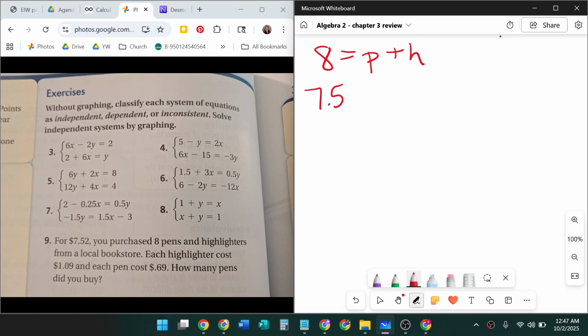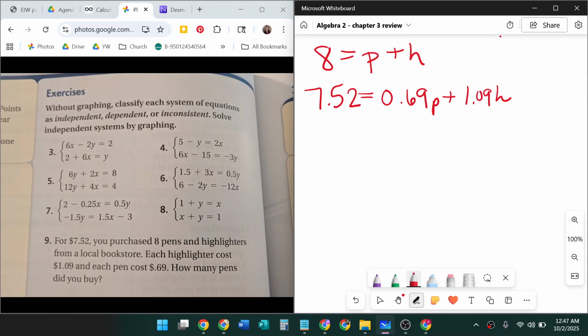I'm still going to stick with the 752 equals, and then it was 0.69 times the number of pens plus 1.09 times the number of highlighters. Yeah, they probably should have said a total of 8 pens and highlighters, or I don't know. Maybe it's just because it's late. Okay, so now that's lined up, we can solve this by whatever method we want, actually.